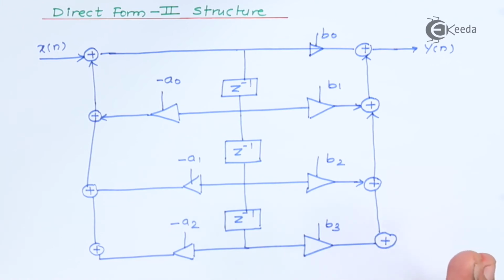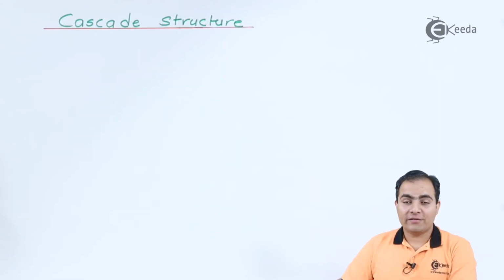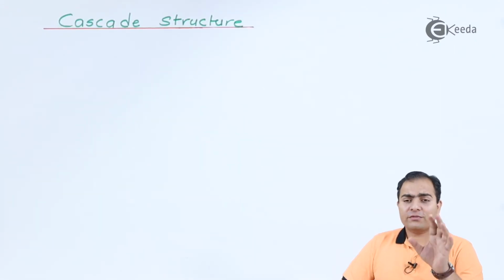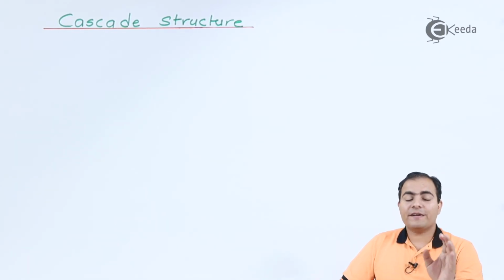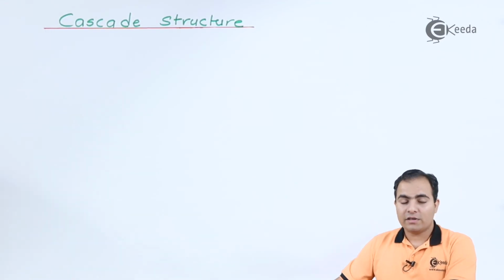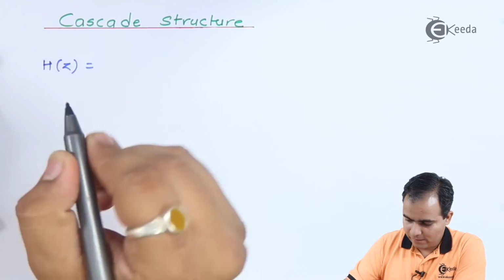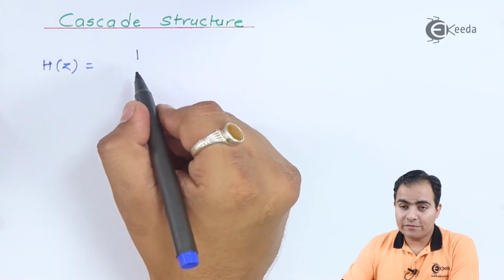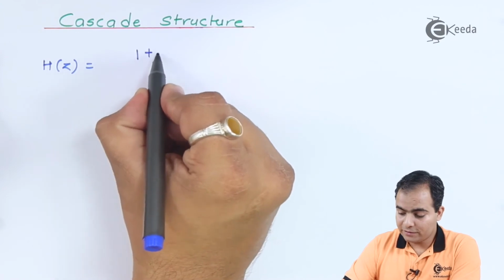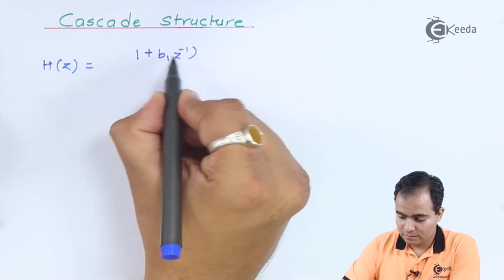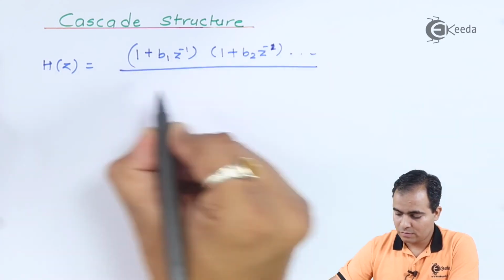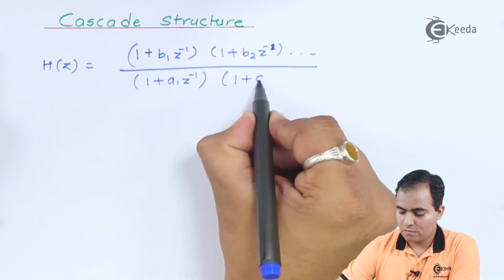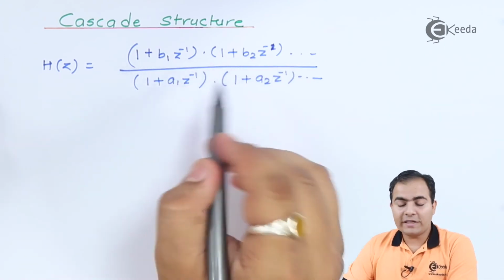Same thing we are going to implement in cascade as well as in parallel, but how, I'll show you. Now in the cascade structure, basically we want a series of functions, which means if possible we try to factorize the numerator and denominator. How, I'll show you. Let's say after factorizing you may have this type of equation. Maybe after factorizing you will get this type of equation.